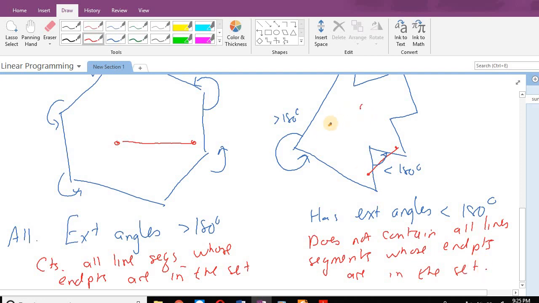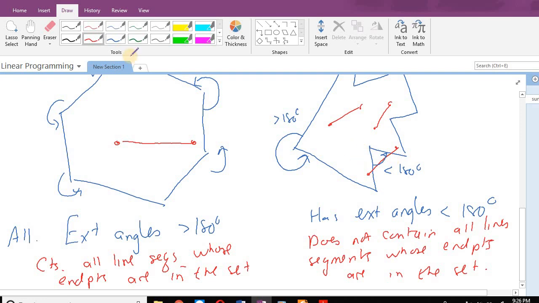I can take these two points and it contains the line there, it contains the line here, but it certainly does not contain all. So you can see that I really didn't need multiple indentations to make this non-convex. As long as there's one indentation here, as long as there's one exterior angle that's less than 180 degrees, you will have a non-convex set.